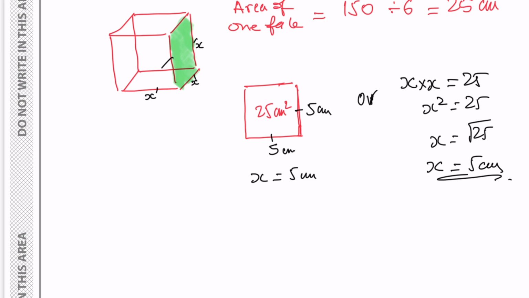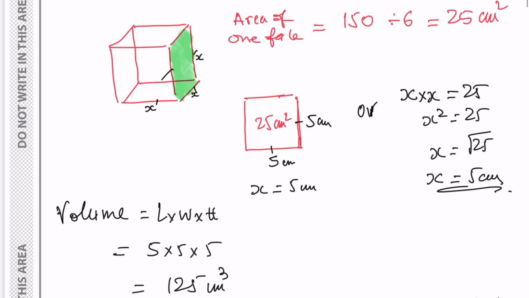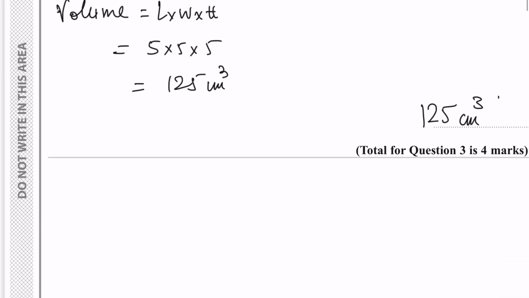So the volume now, the volume of the cube is length times width times height. Because the length and the width and the height are all equal, just do 5 times 5 times 5, which is 125 centimeters cubed. So the volume of this cube is 125 centimeters cubed. Okay then, so now let's move on to question 4.